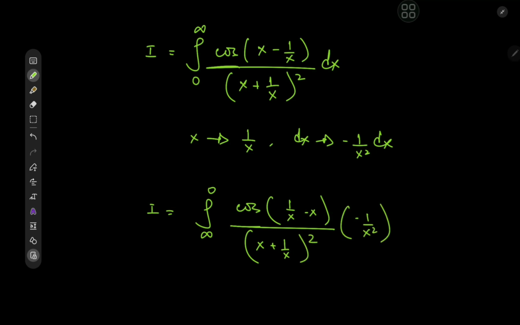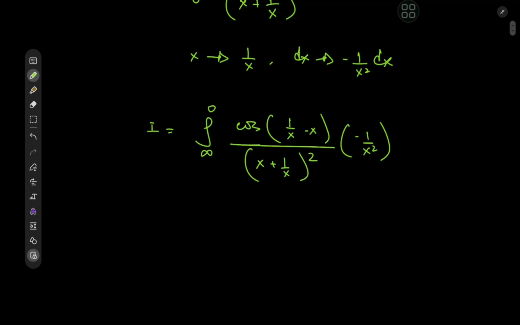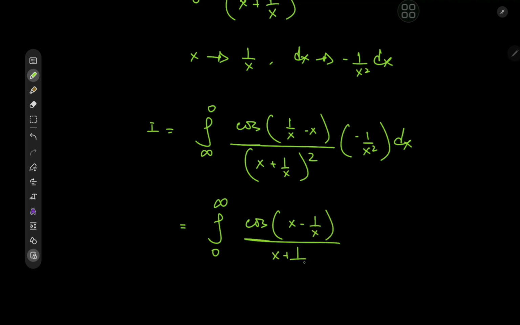Now there are a couple of things to note over here. First of all, we have cosine, which is an even function, so cosine of negative theta is cosine theta. And if we switch up the limits of integration, then we get an extra negative sign that cancels out the negative with the differential element. So on doing that, we have the integral from 0 to infinity of cosine of (x minus 1/x) divided by (x plus 1/x) whole thing squared, times 1/x squared dx.